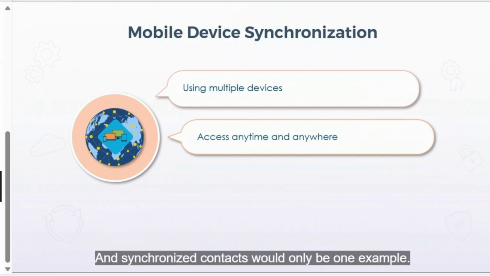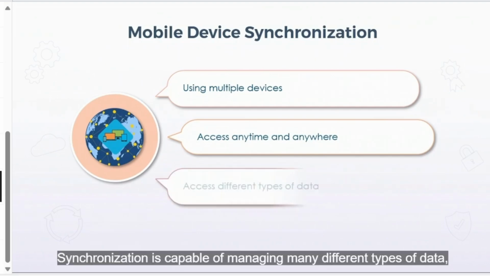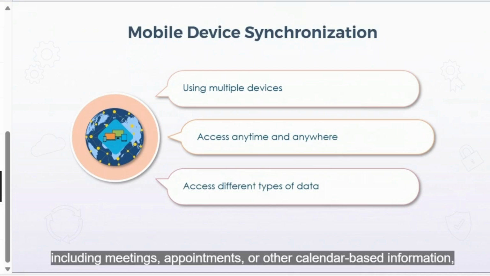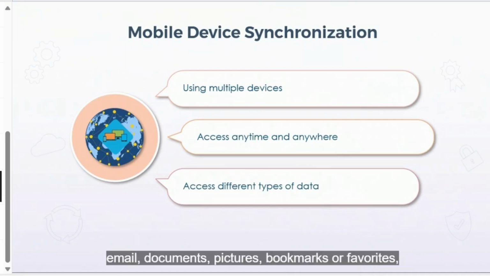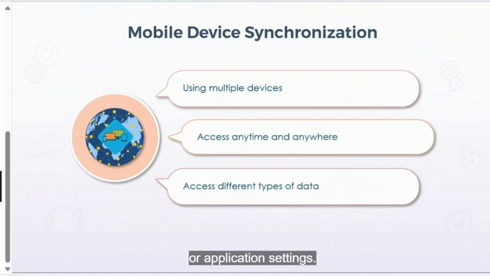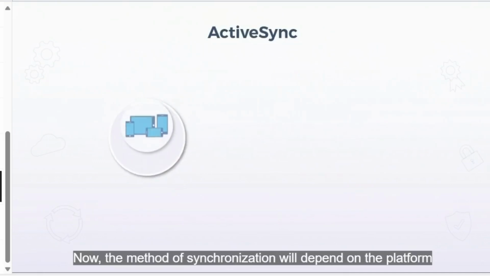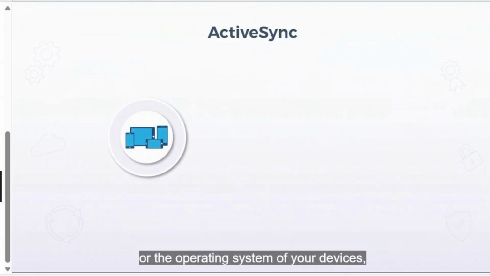And synchronized contacts would only be one example. Synchronization is capable of managing many different types of data, including meetings, appointments, or other calendar-based information, email, documents, pictures, bookmarks or favorites, or application settings. Now, the method of synchronization will depend on the platform or the operating system of your devices.